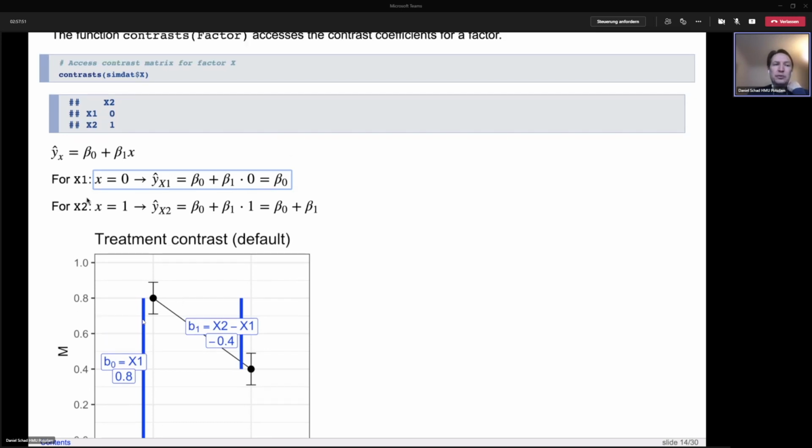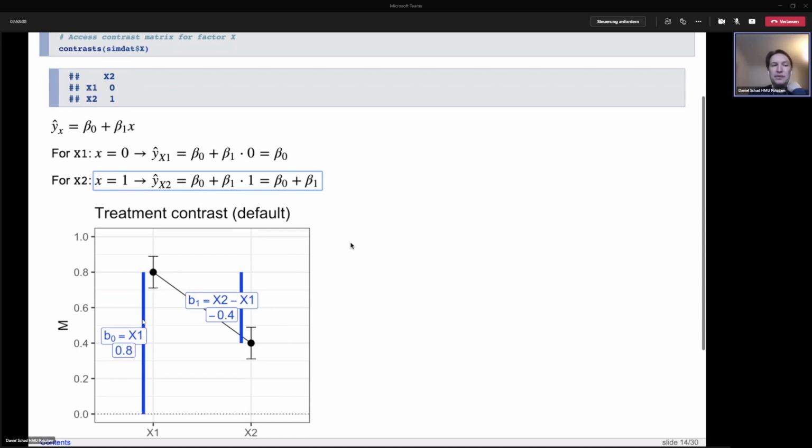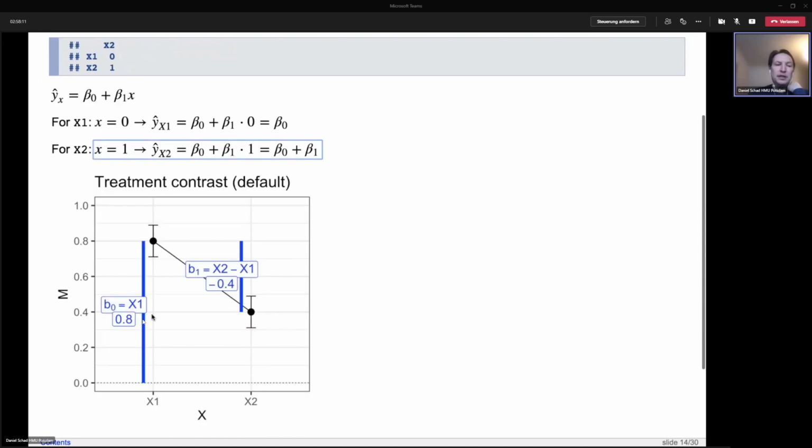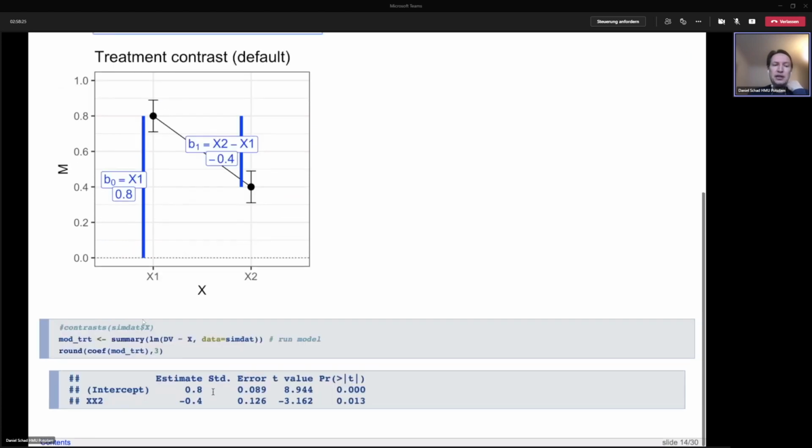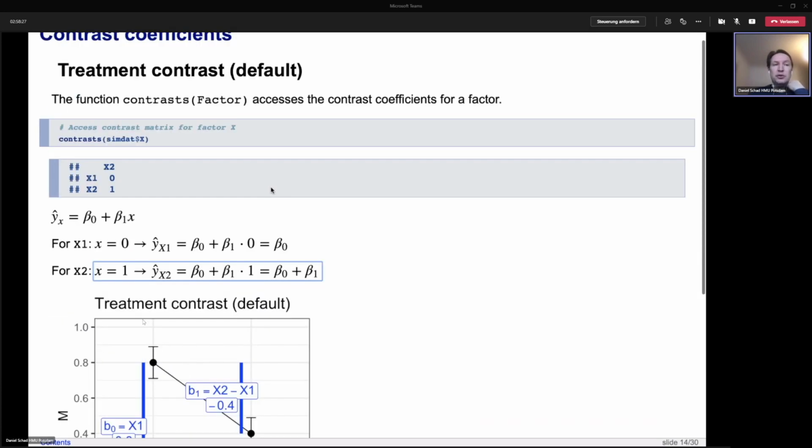So how about x2? If we want to make a prediction for x2, then we can see here x is equal to 1. So the predicted condition mean for x2 is beta 0 plus beta 1 times x, and x is 1, so times 1. This gives us beta 0 plus beta 1. So if we take beta 0, that's 0.8, plus beta 1, minus 0.4, it gives exactly 0.4. So you can see here that this regression equation directly works, and that these regression coefficients work. So this is the default contrast, 0 and 1.